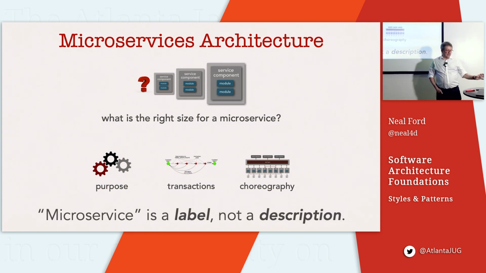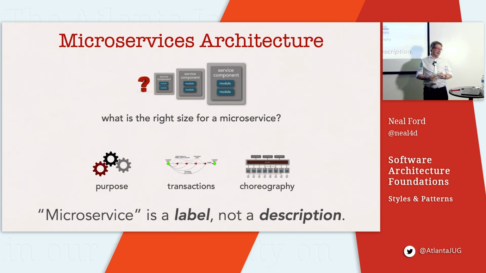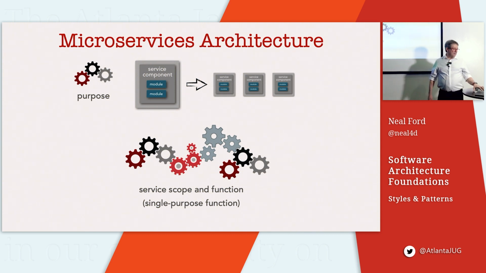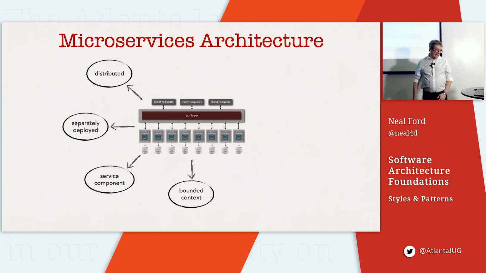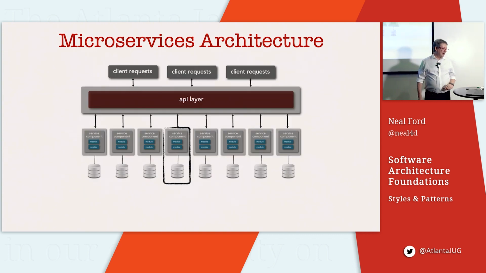This is an observation that Martin and James made, is that microservice is a label, not a description. It's not a commandment to try to make these things arbitrarily small. So this is what I was talking about before. You want to avoid transactions as much as possible. If you have to, there are a bunch of Saga patterns that work in this world, but they're considered a last resort. This is all, of course, because of this idea of bounded context from the domain-driven design world.